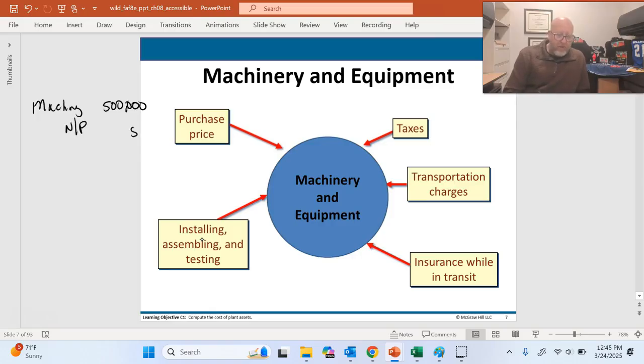And again, I could borrow the money for that particular machine. And again, it could be 450,000 purchase price, 20,000 in taxes, and 30,000 in installation. Right? The sum of those three would be my 500,000.